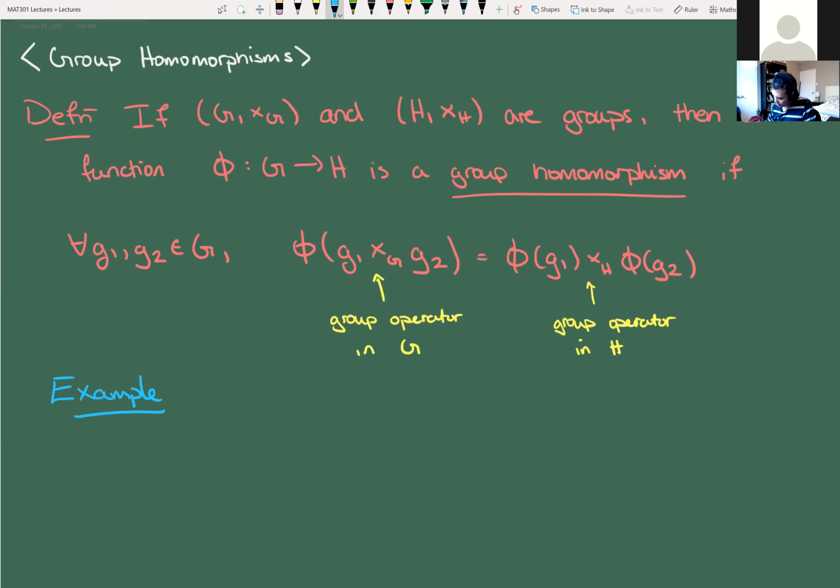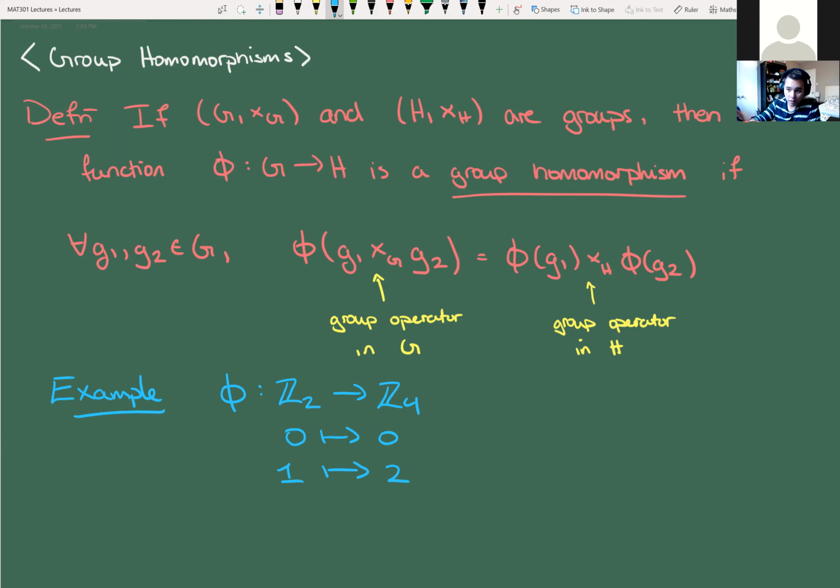Okay, so let's take phi from Z2 to Z4. Let's map 0 to 0, and let's map 1 to 2. I claim that this is a group homomorphism. In fact, I claim it's the only non-trivial group homomorphism, right?